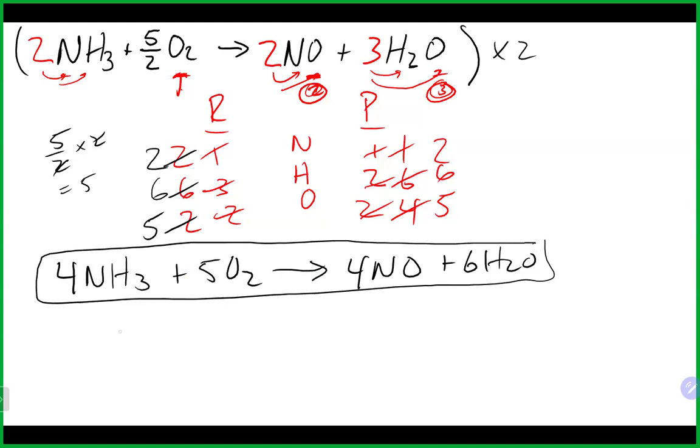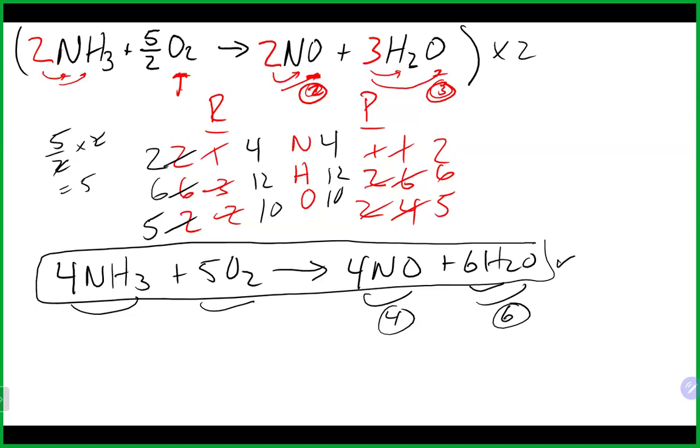So let's see, I got 4 nitrogens on the left. I got 4 on the right. I got 4 times 3, which is 12 hydrogens on the left. 6 times 2 is 12 on the right. I have 5 times 2 is 10 oxygens on the left. I have 4 oxygens there and 6 there. Gives me 10, so it is balanced.